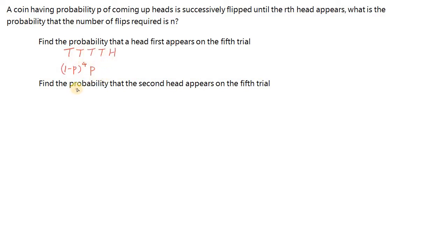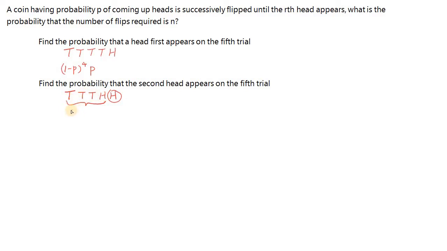So now let's look at the second sub-question. The probability that the second head appears on the 5th trial. So how would it look like on a possible outcome? You can get something like tail, tail, tail, head, head. So then this would be the second head. But then the first head can appear within any of the 4 trials.